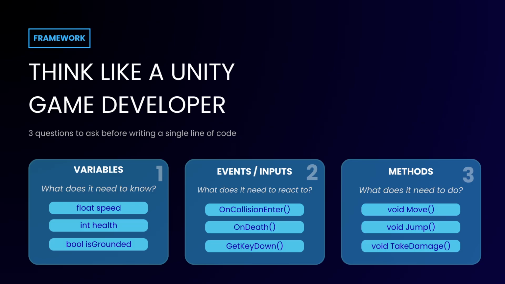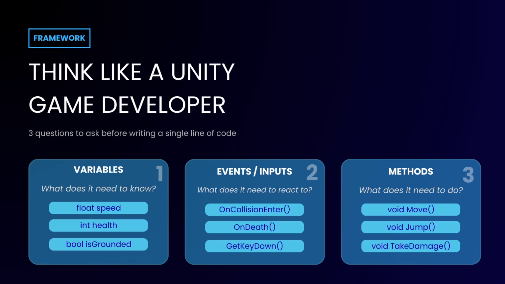And here are three questions that I ask myself before I write any single line of code. First, what does it need to know? Like I said, these are your variables. Examples are going to be your speed, health, and is it grounded. The second question is, what does it need to react to? These are going to be events and inputs. For example, on collision enter, on death, on key down.